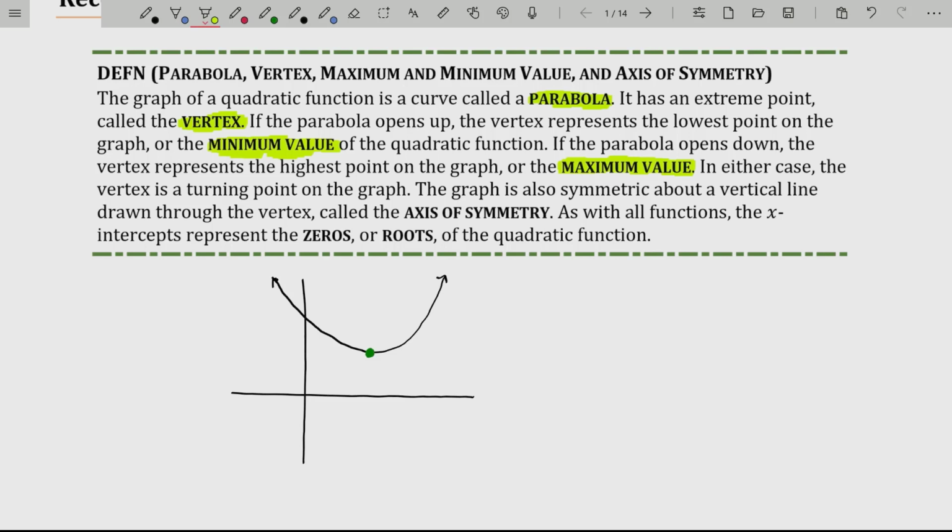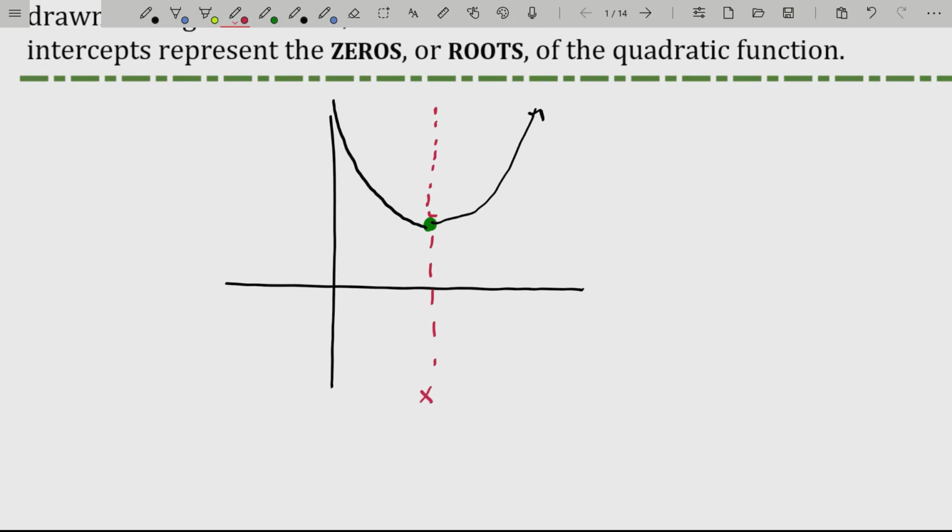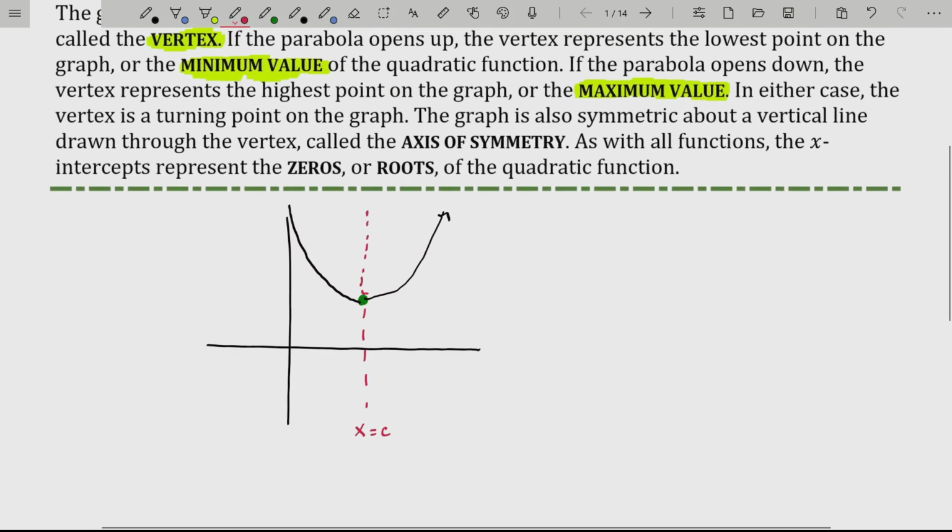The graph is also symmetric about a vertical line, which I'll showcase here, called the axis of symmetry. That should be somewhat obvious from this graph, even though my graph is not perfect here. It should actually be more like this. So maybe I should clean that up a little bit. Still terrible, but whatever. So that red vertical line is called the axis of symmetry. Remember, vertical lines have equations of the form x equals some number. So in this case, because x is positive, that might be x equals 3 or something like that. So be very aware of that.